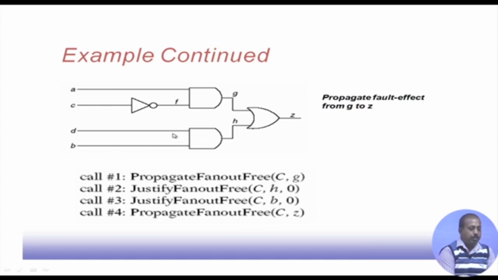It can also pick up line D to be equal to 0, but suppose it has picked up line B as the candidate. So, line B is justified to 0, and that way it is satisfied. Now it will propagate, passing through this OR gate. So, it will call propagate fan out free C to Z, and Z is a primary output, so naturally this is satisfied. Then the propagation process ends, and we find the test pattern for testing this particular fault G.